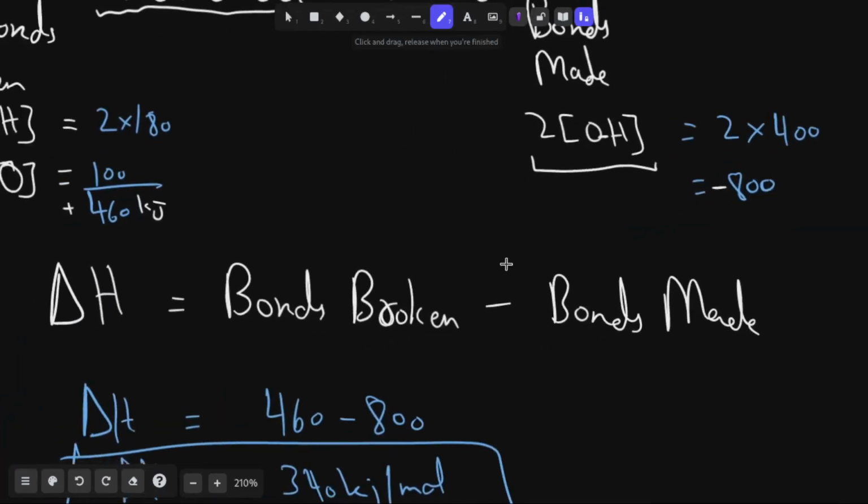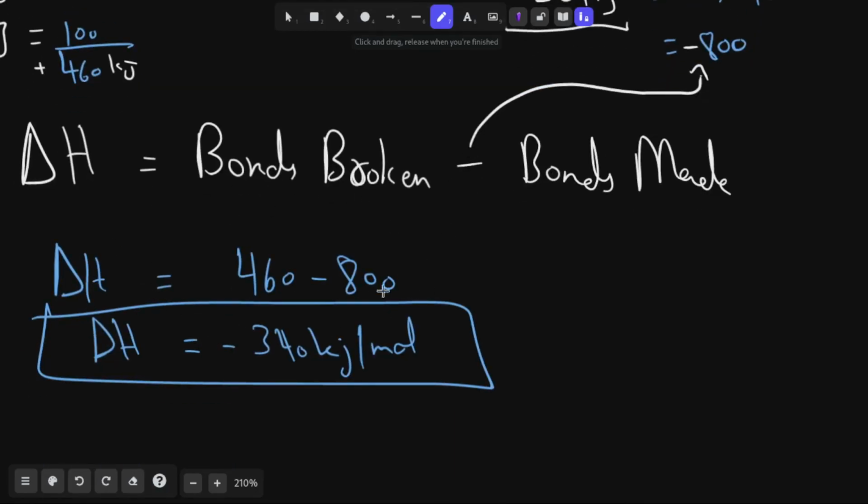And this is the exact formula that I've shown you here. Delta H is equal to bonds broken minus bonds made. This negative sign is coming only because of this. Because bonds made are the bonds in which you release the energy or you minus the energy. So this is the reason why this formula is being given to you. And if you would process this equation, you would get this answer specifically.